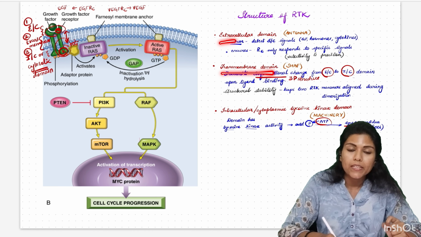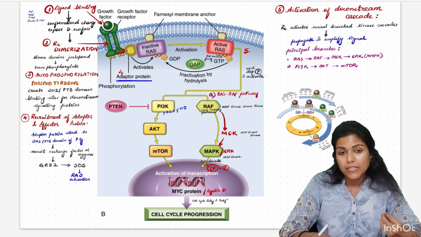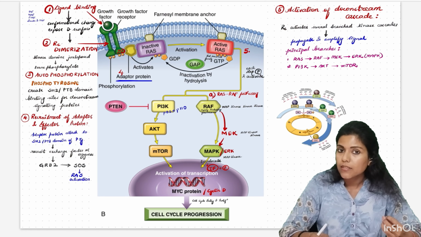It will have this kinase enzyme. Kinase means it will add phosphate to what? To the tyrosine of the receptor itself, or to other receptors. This is the basic structure of a receptor tyrosine kinase. Let's move into the main mechanism of how these receptor tyrosine kinases act.